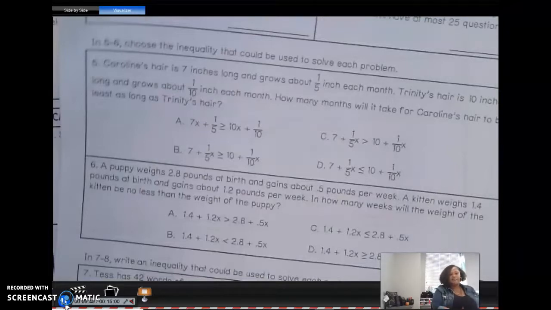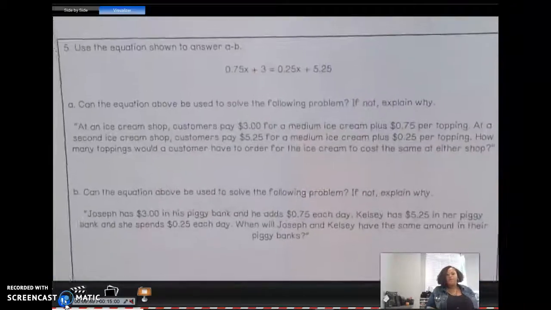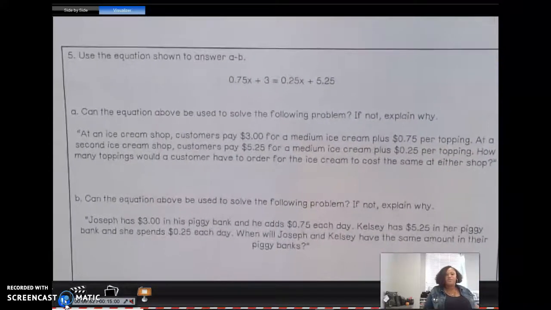Number 5. Use the equation shown to answer A through B.